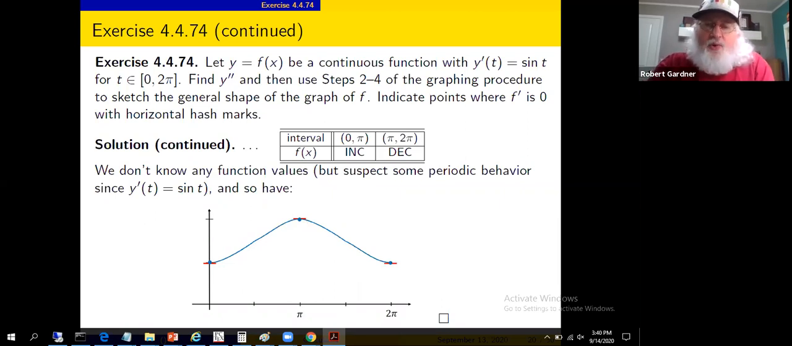Could you find points of inflection? You could if you could find the second derivative. We did find the second derivative. Guess what? I bet you here at pi halves and 3 pi halves, it changes concavity right there. And we could establish that because we found the second derivative. We just didn't test it. And indeed it does. It changes concavity here and here. I didn't put red X's there because they didn't ask me about it.